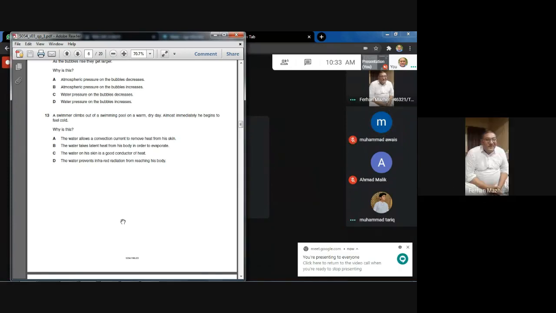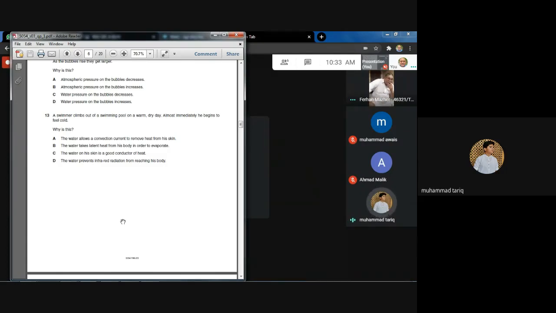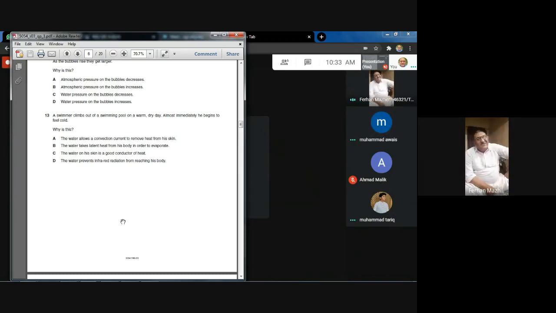Sir, for the preparation of the finals, how many years of past papers do we need to practice? We start from 2002 and will continue till 2020-21. In 21, we will prepare for the 22. So from 2002 till 2021, we do all the papers, each and every paper. Okay, sir, clear.